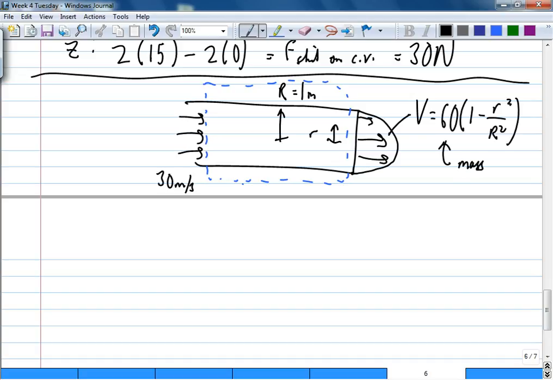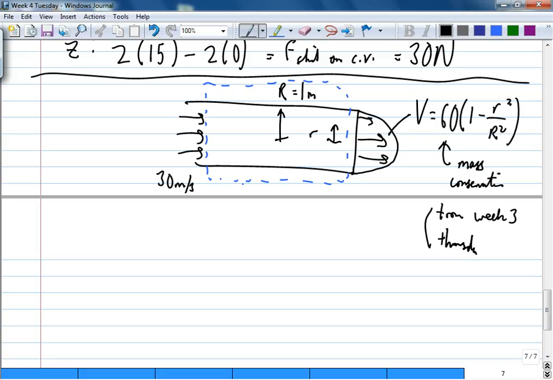mass conservation, which we did last Thursday. You cannot remember when we did it? Week 3 Thursday, is that correct? Okay. So review yourself. That's where I get the 60. That's the velocity profile.